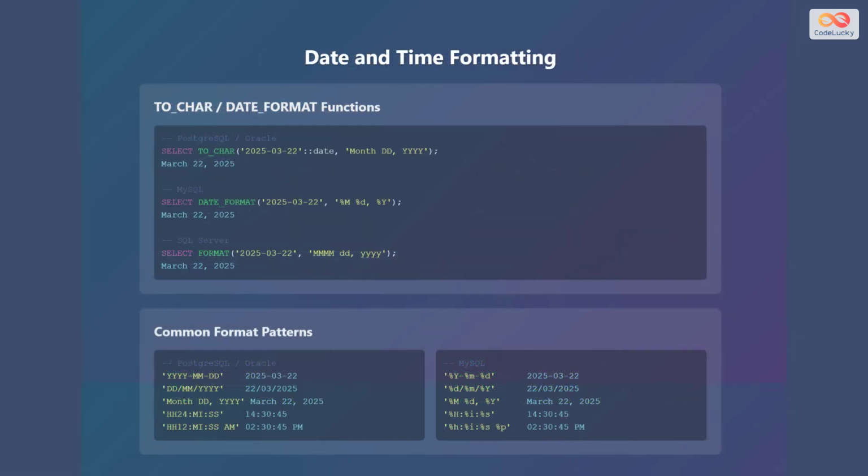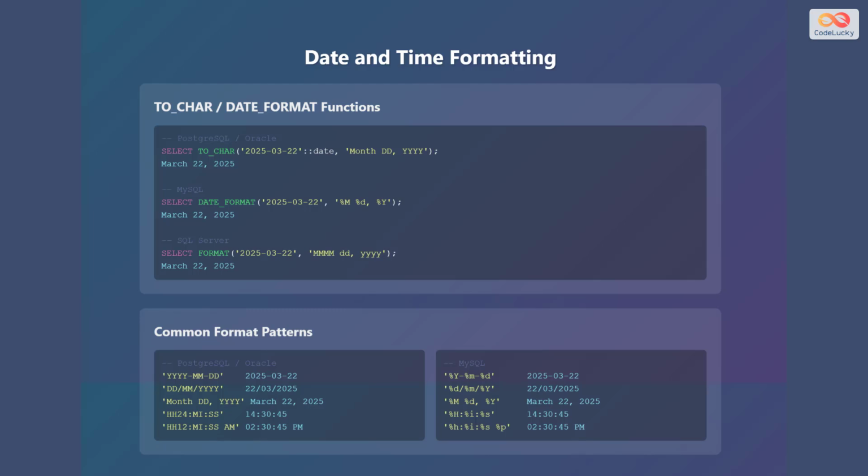Next, we'll explore how to format dates and times in SQL. Different databases offer functions like to_char or date_format to format date and time values according to specific patterns. For instance, in PostgreSQL and Oracle, you can use to_char with format patterns like Month D, YYYY to format a date as March 22, 2025. MySQL provides the date_format function, where you can use format specifiers like %M %d, %Y to achieve the same result.